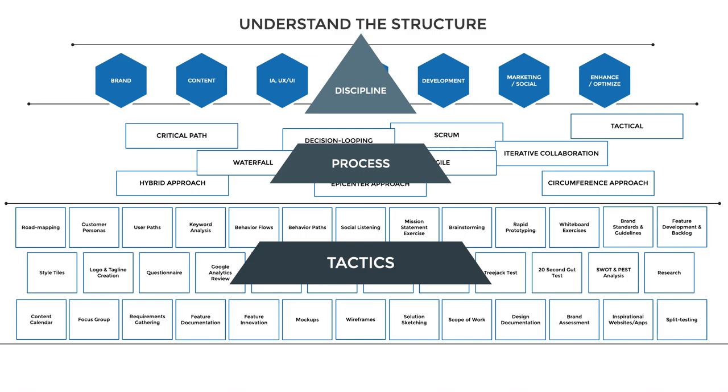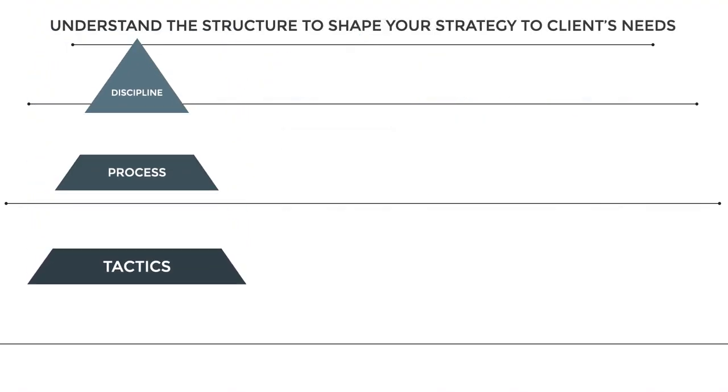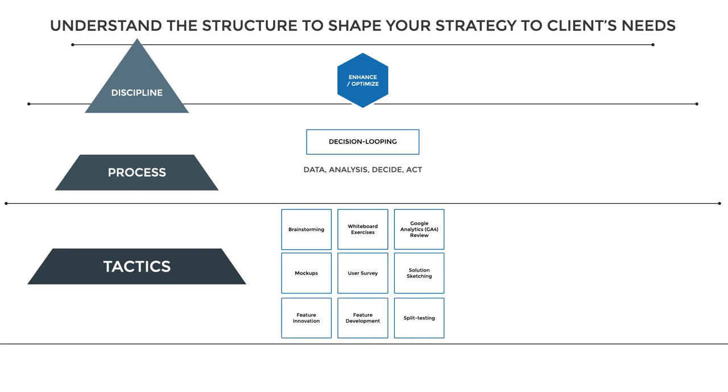So if you want to break this down, let's say that you understood the entity and that uncovered that we needed to enhance or optimize our website or web product. Well, then I'm going to go under the disciplinary layer of enhance and optimize. And the best process that I would use for that is something like decision looping: data, analysis, decide, act. But at the bottom, at the tactical layer, the third layer, we have all these different tactics that we could use. And maybe we use one of them, maybe we use all of them, right? It really depends on your client's needs, right?